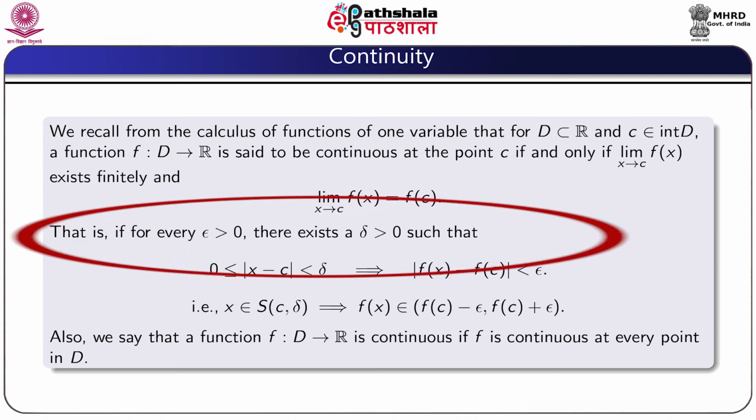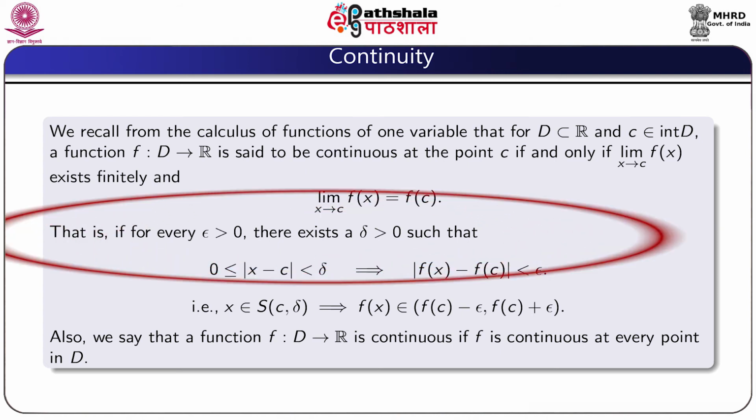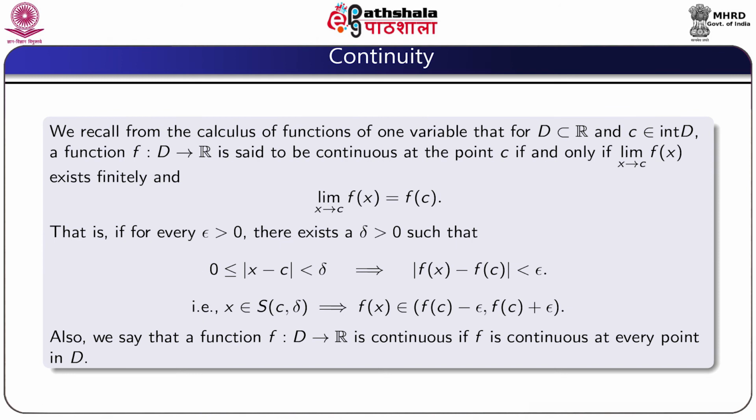That is, for every epsilon greater than 0, we can find a delta such that whenever the difference between x and c is less than delta, the distance between f(x) and f(c) is less than epsilon. That is, whenever x lies within the open sphere S(c, delta), f(x) lies in the open interval f(c) minus epsilon to f(c) plus epsilon. Whenever the function f is continuous at each point of D, we say f is continuous over D.